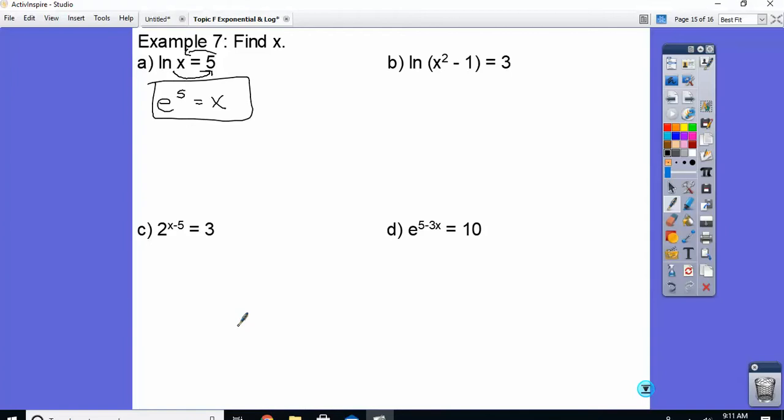B. The natural log of x squared minus 1 equals 3. So the base of the natural log is e. So when I rewrite this, I get e to the 3rd equals x squared minus 1.